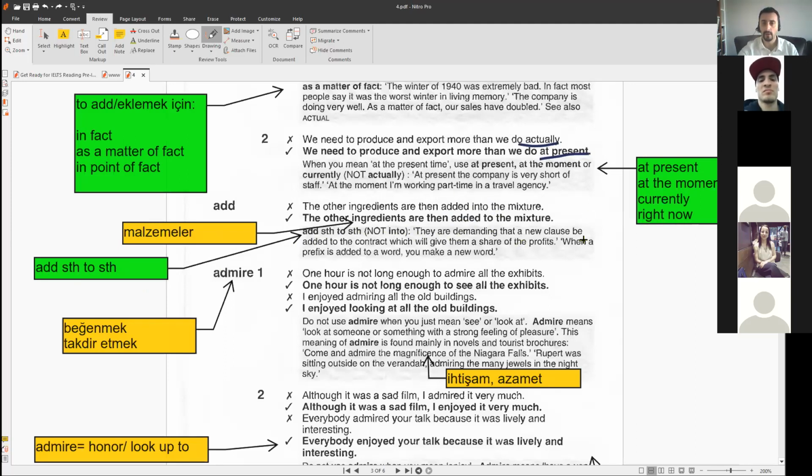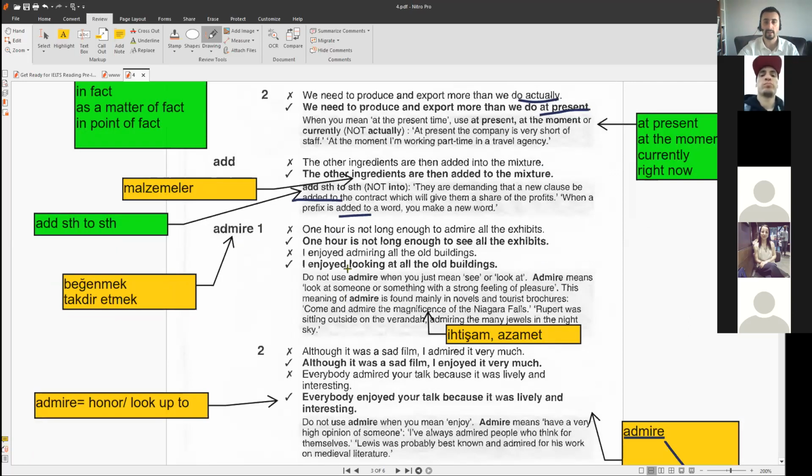Add to is true. Add something to something. They're demanding that a new clause be added to the contract, which will give them a share of the profits. When a prefix is added to a word, you make a new word. So add to, as you see here again, add to, not add into. So the preposition or the particle that we use with add is to, not into. Thank you.